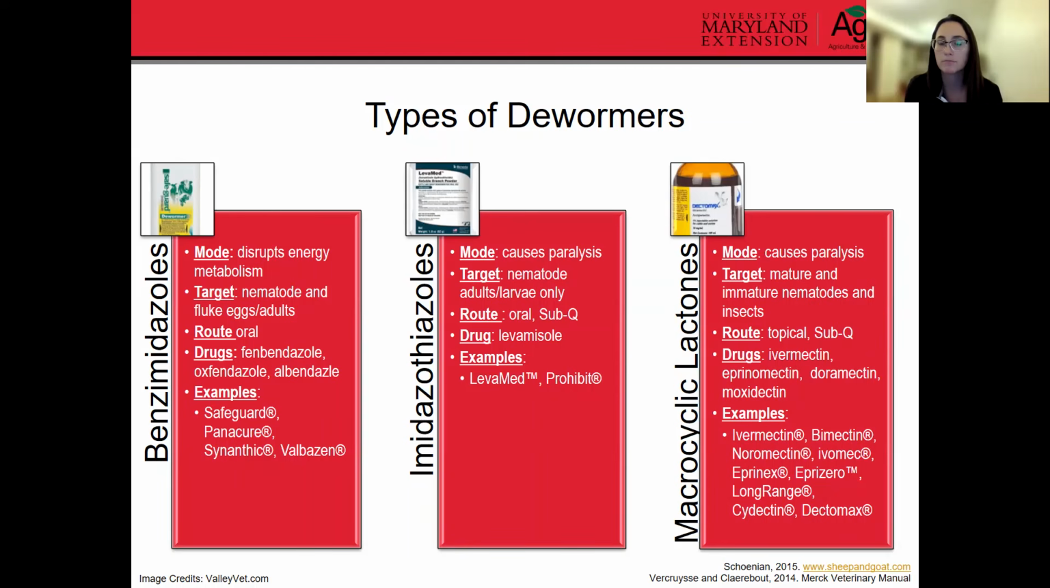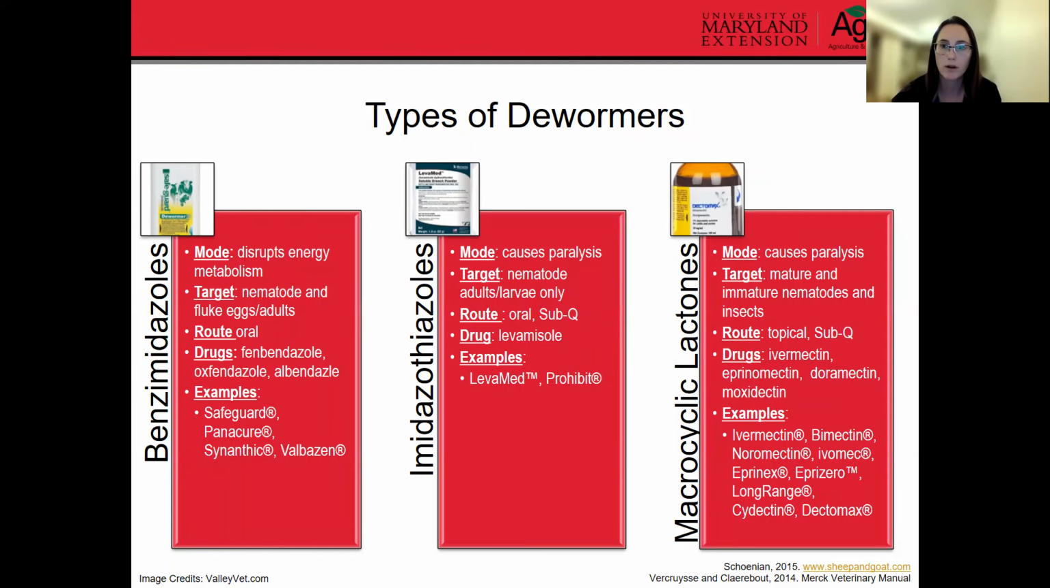So that kind of makes them a little bit more of a popular choice from that regard as well. They are administered either topically or as a subcutaneous injection. And the active drugs include ivermectin, eprinomectin, doramectin, and moxidectin. And there are several different products and trade names that I've listed here that fall into this class, including Dectomax, ivermectin, Cydectin, LongRange, etc. So those are our three classes of dewormers.